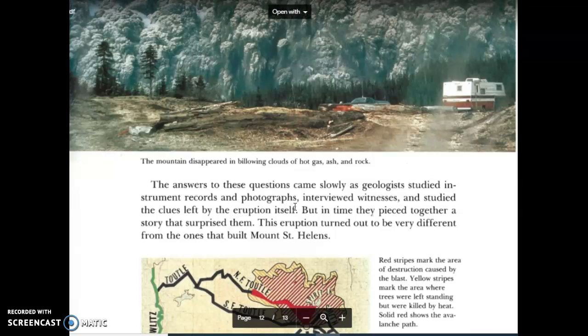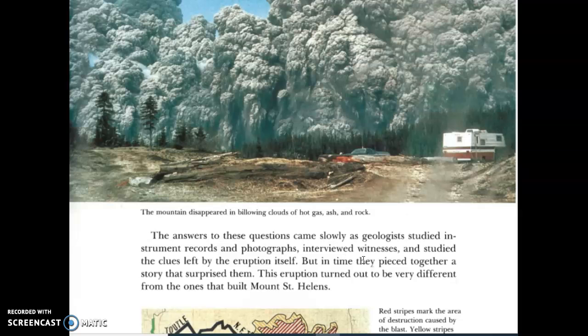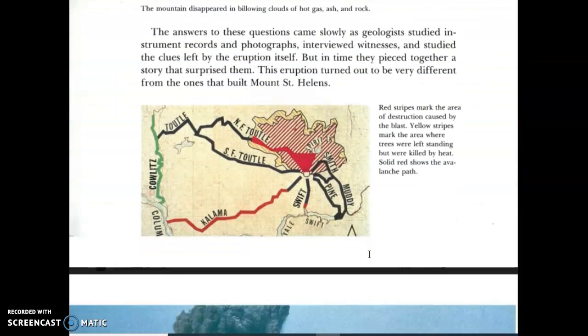The answers to these questions came slowly as geologists studied instrument records and photographs, interviewed witnesses, and studied the clues left by the eruption itself. But in time they pieced together a story that surprised them. This eruption turned out to be very different from the ones that built Mount St. Helens.